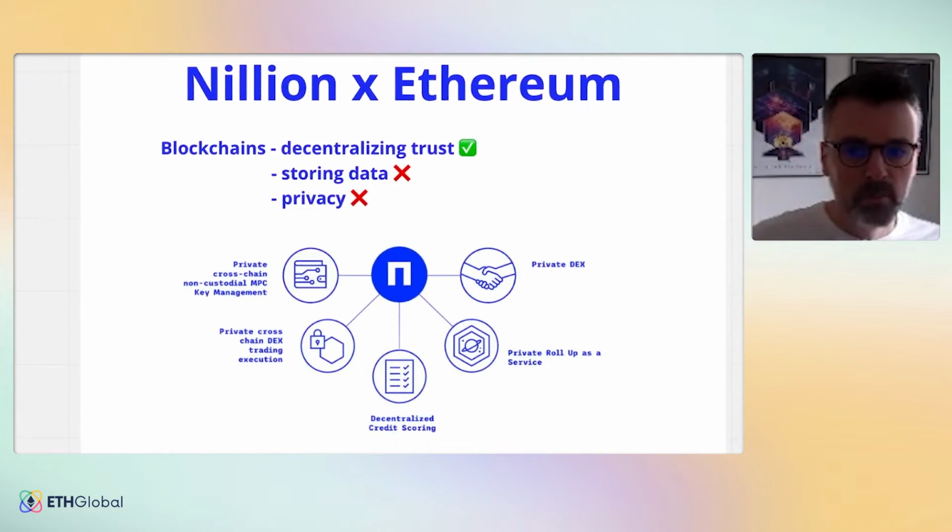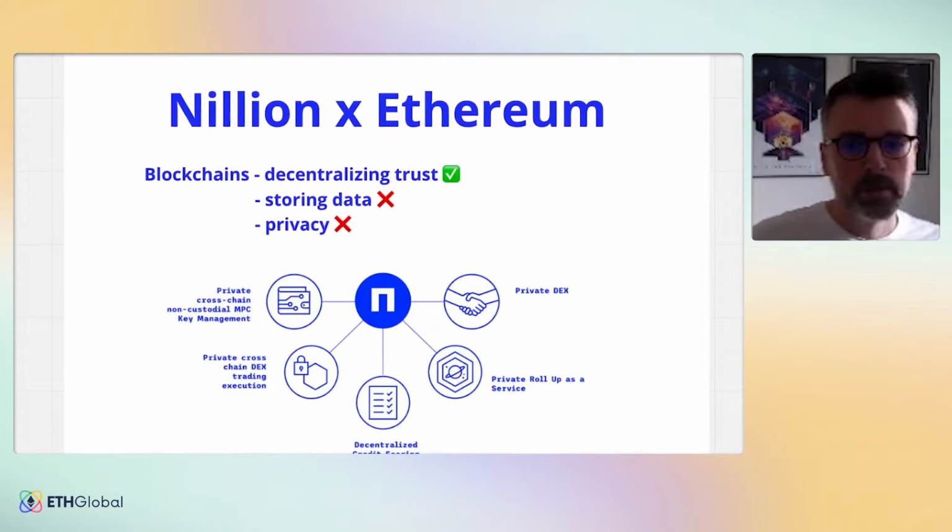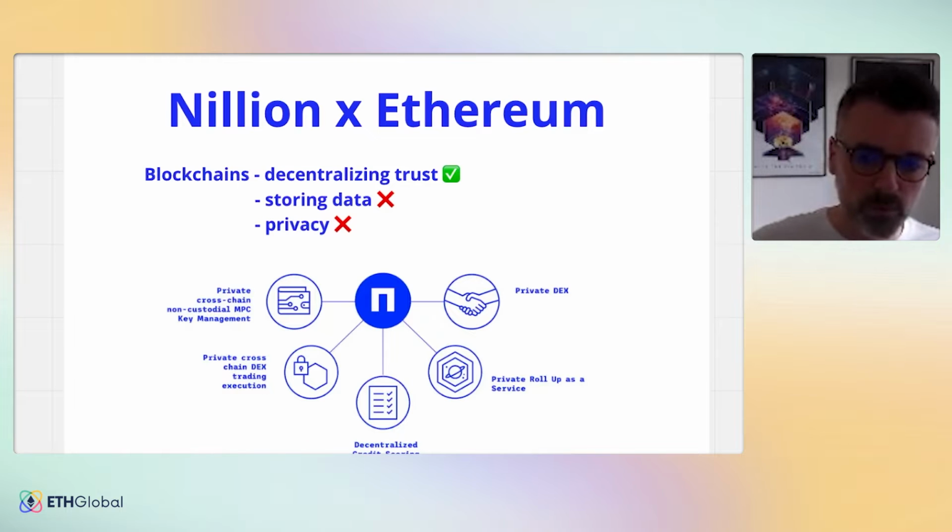Now, let's double-click a bit on the blockchain statement and explore why Nillion is important for the Ethereum ecosystem. As all of you know, blockchains are great at decentralizing trust. However, the prohibitive costs of storing large amounts of data, as well as the transparency they offer as a public ledger technology, prevents them from being applied to a lot of use cases, especially ones where privacy is very important.